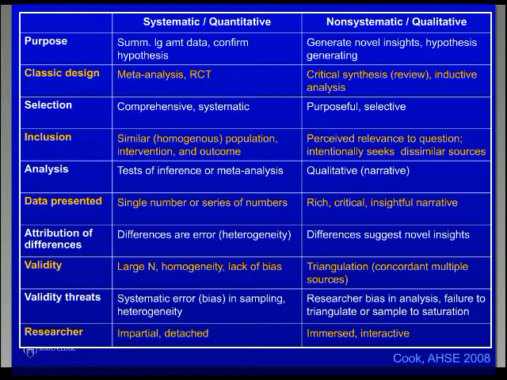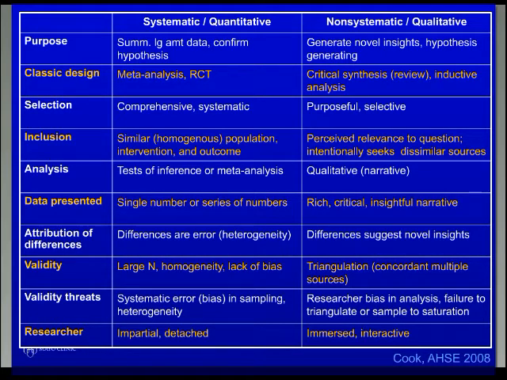And for a systematic review, we're looking often at a single number or a series of numbers, the results of our meta-analyses. Attribution of differences between those studies is considered error. If the studies don't all come up with the same result, we want to understand why they didn't come up with the same result, because we think in theory that they should come up with the same result. Whereas in a non-systematic review, we actually highlight and capitalize on those differences, because they might suggest novel insights, areas for further exploration, and so forth. Not to say you can't do that in a systematic review as well, but the emphasis is different.